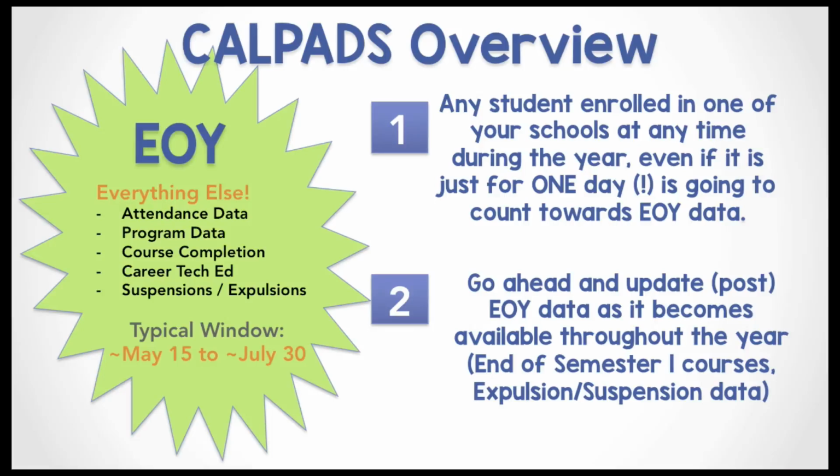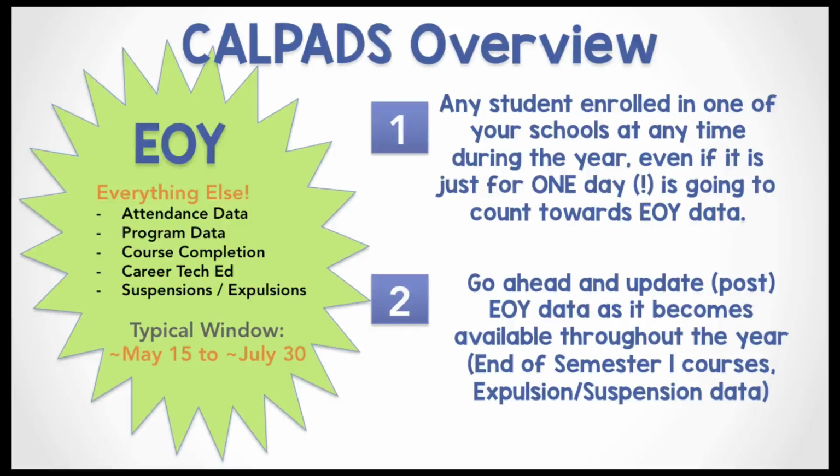So end of year is different, radically different actually, from the Fall 1 and Fall 2 submissions in two ways. One, any student that's enrolled at the school at any point during the year is likely going to be counted towards the end of year data requirements. So even if a student showed up for one day, that attendance record for that one day is technically going to be part of the student absence attendance file that gets uploaded.